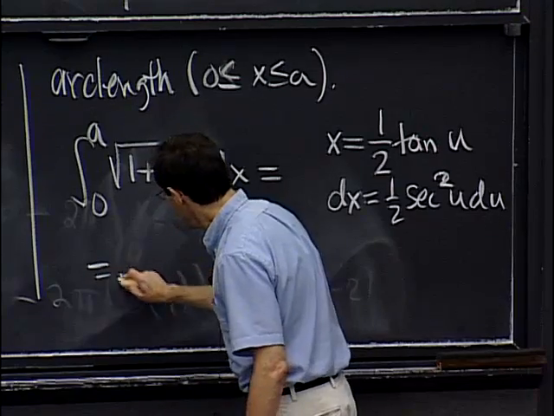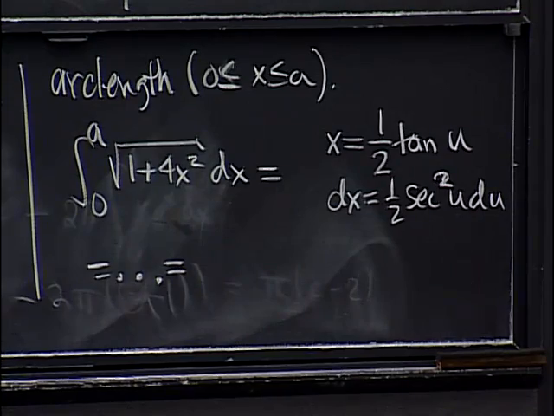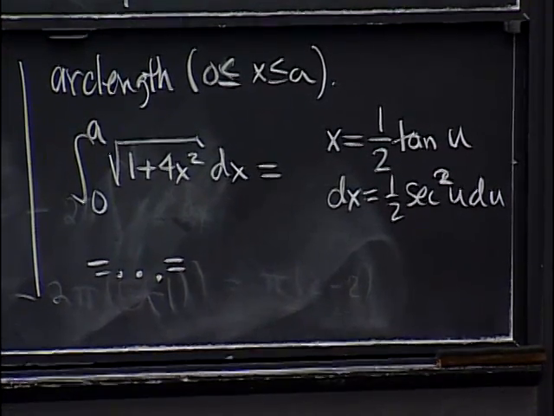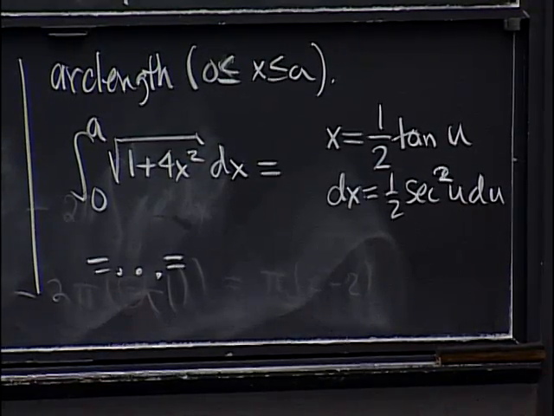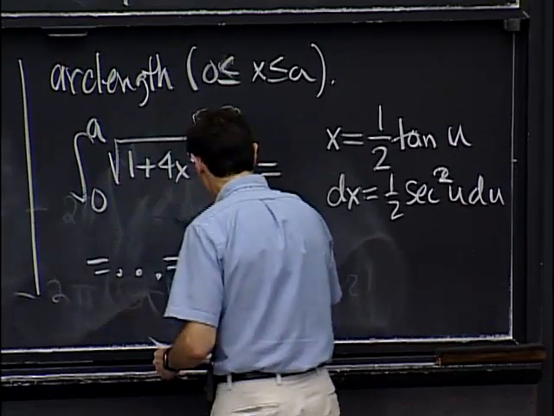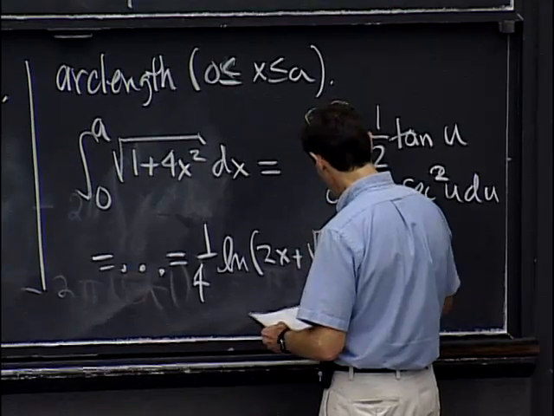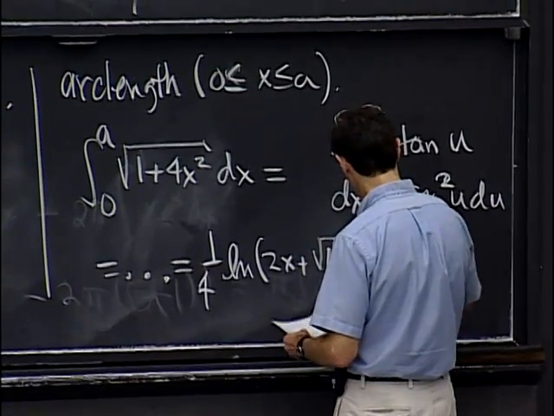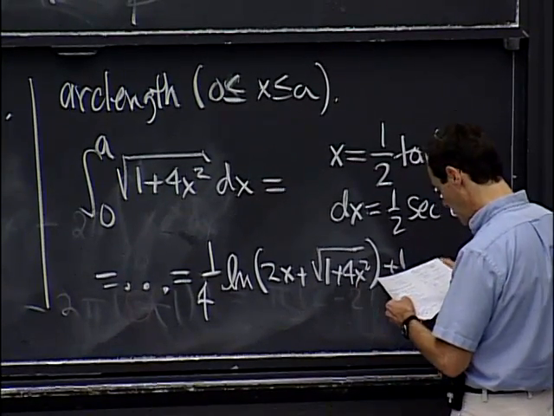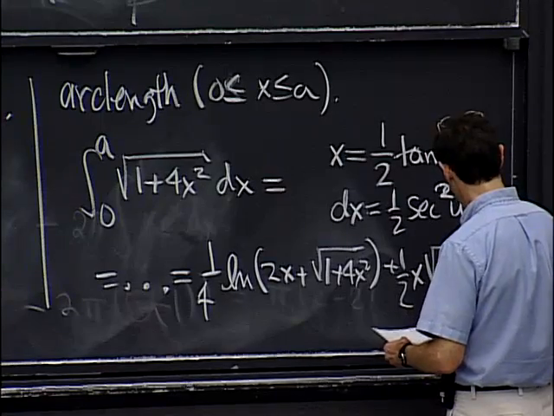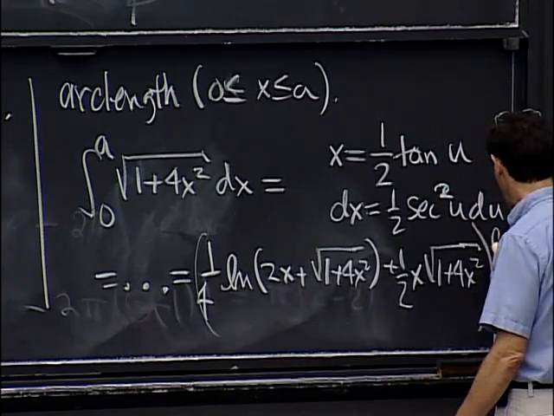So what happens if you do this? I'll write down the answer, but I'm not going to carry this out because every one of these is horrendous. But I think I worked it out. Let's see if I'm lucky. Oh, yeah, I think this is what it is. It's a quarter natural log of 2x plus the square root of 1 plus 4x squared, plus a half x times the square root of 1 plus 4x squared, evaluated at a and 0.